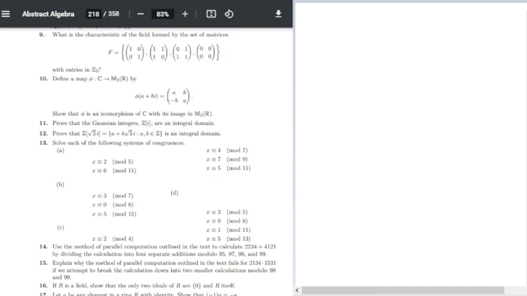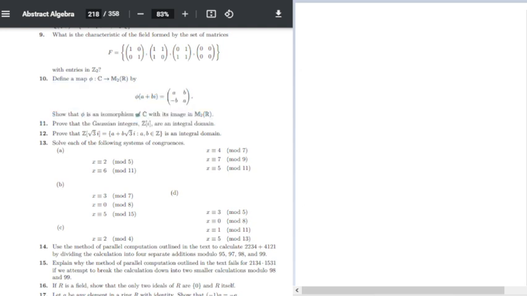Define a map phi from C to M2 of R, and show that phi is an isomorphism of C with its image in M2 of R. It should be obvious that it's injective. It's mainly just showing that it's surjective with its image. And previously we showed that the multiplication structure on C star, or the set of units, works nicely. So in short, this holds. I'm not going to worry about scrambling all the details together.